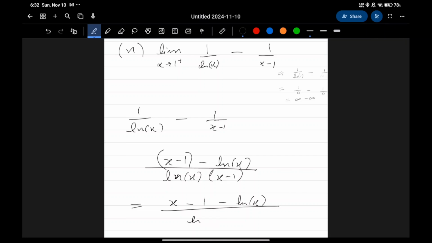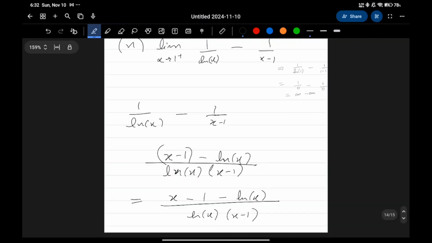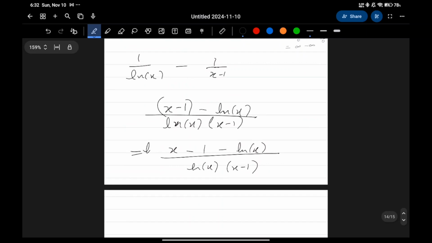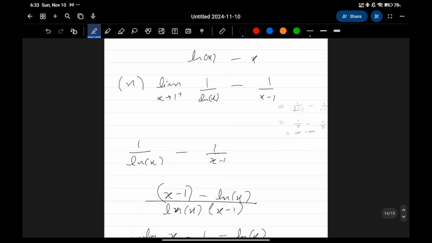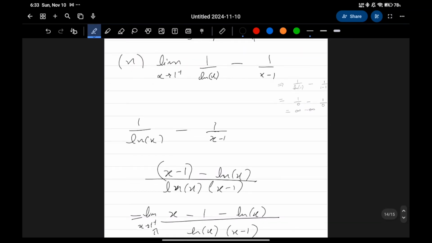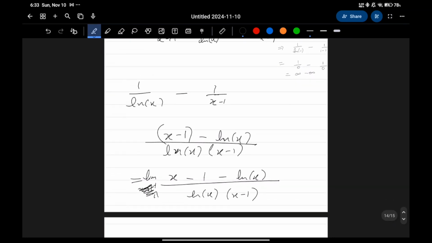Let me just keep it like this. Alright, and let me plug in the limit again. Now notice over here too, we have 1 from the right. If we had 1 from the left, well, actually we could have one from the left. Maybe, I don't know. Alright, we have 1 from the right over here.